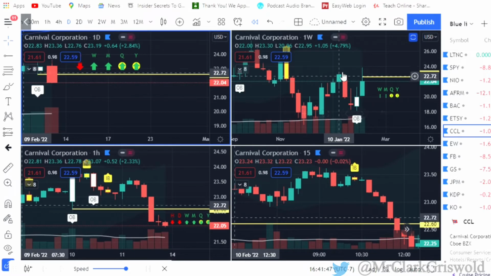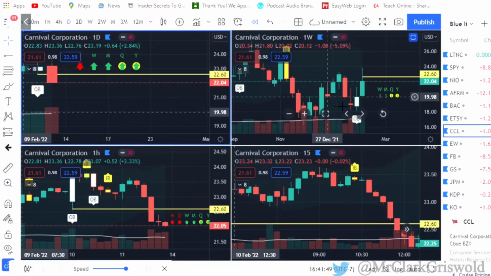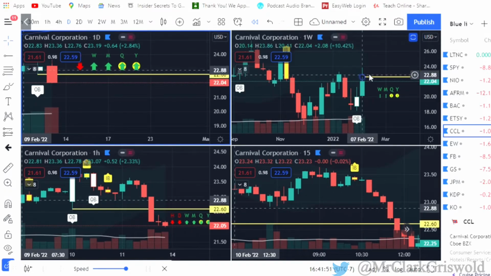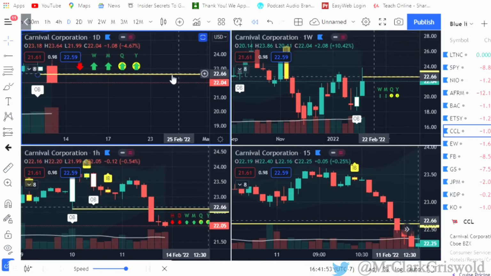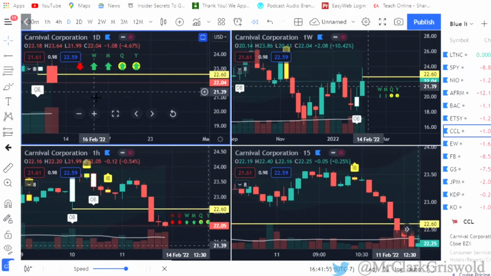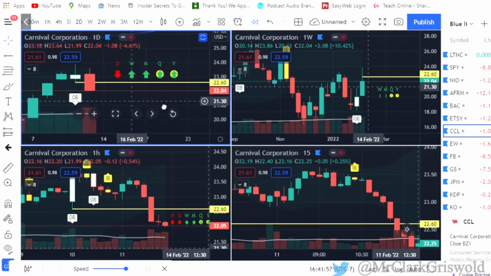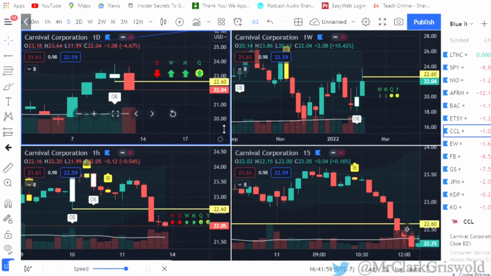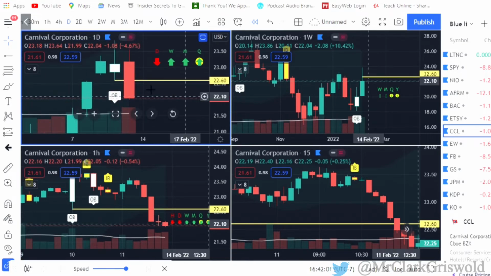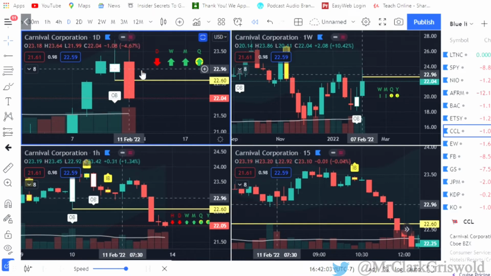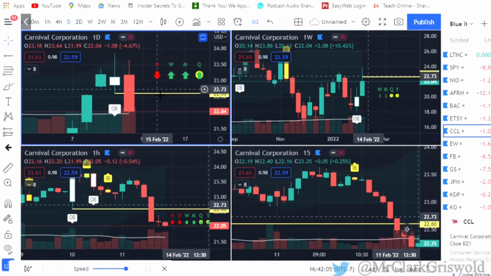As I move on one chart, it moves on all the others. Same thing, if I draw this yellow line, it shows up on all the other charts. Okay, so this is on TradingView. So we're going to look at this daily outside bar on Carnival, okay? So this is from February 10th, 2022.